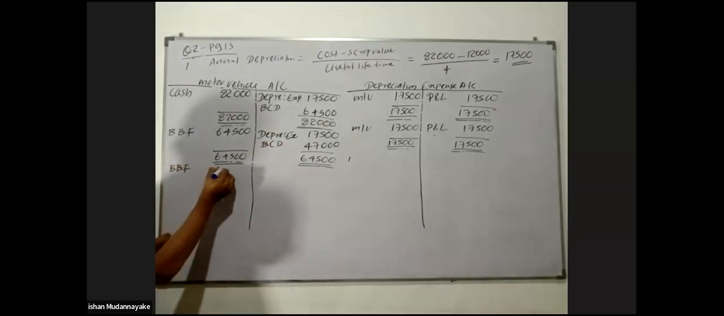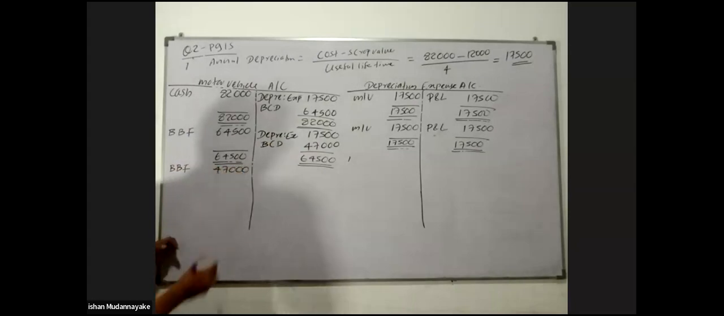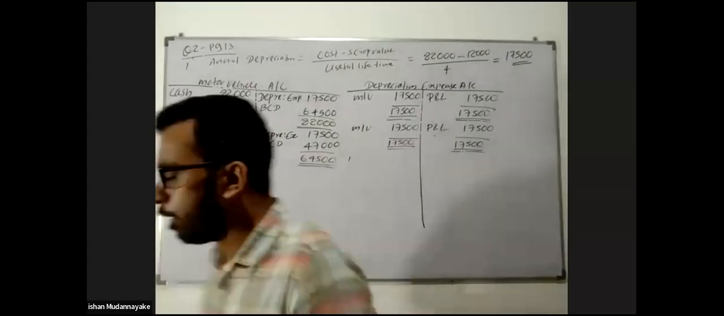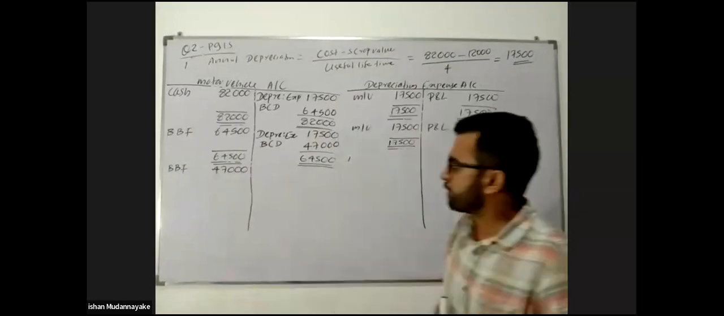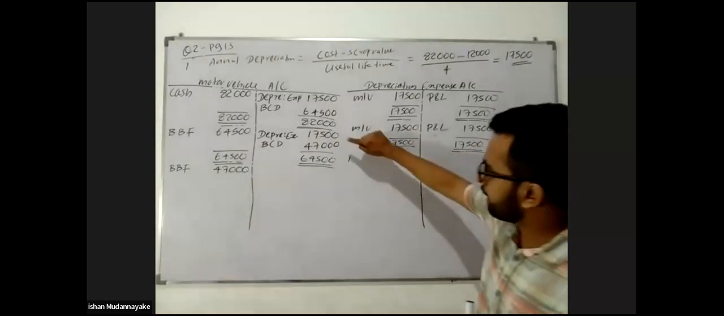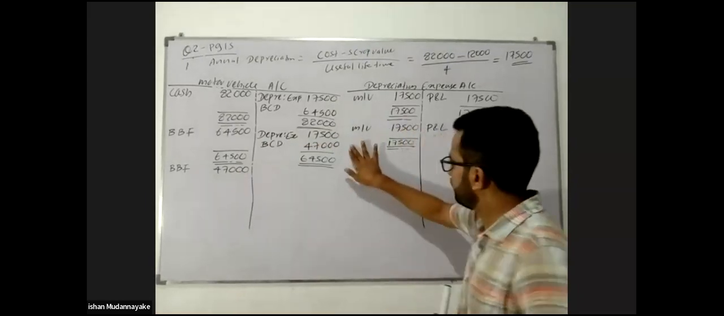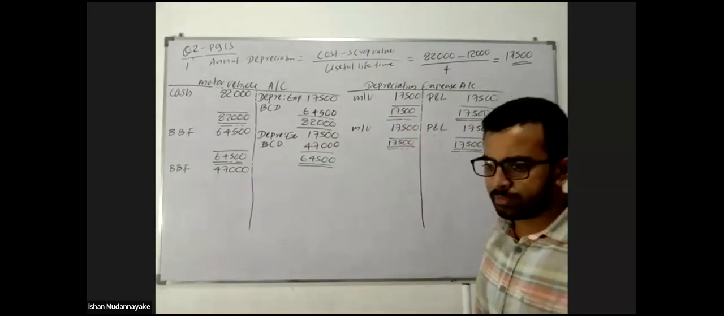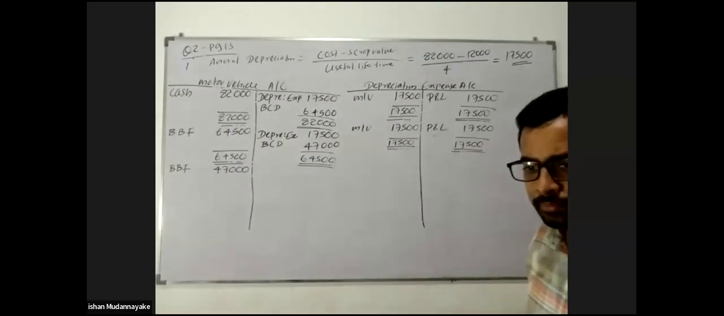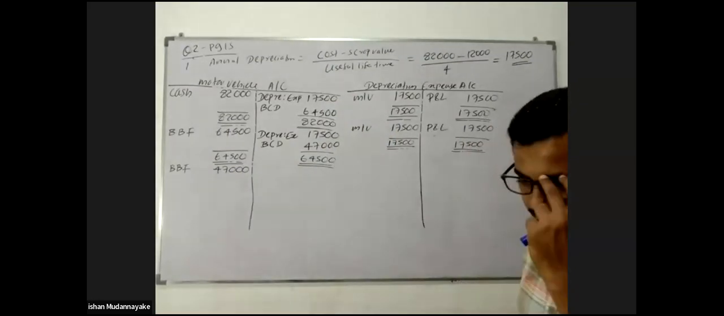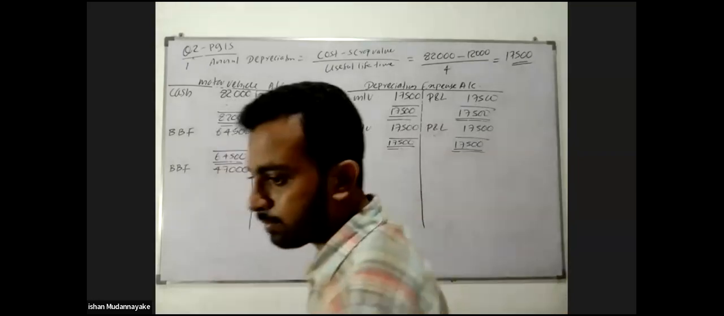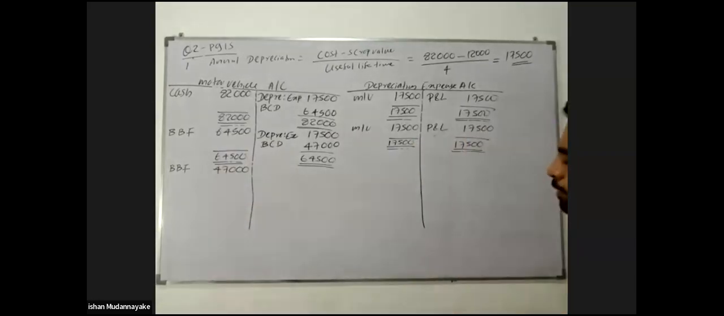Balance brought forward of the motor vehicle, how much? 47,000. Balance carried down 47,000. Balance brought forward 47,000. Done. And then go to third year.